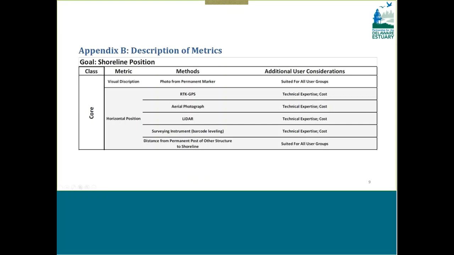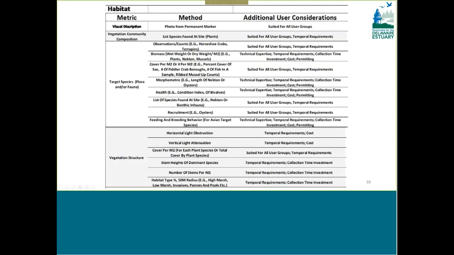So here we've looked at the horizontal position of the shoreline, with a lot of cost and expertise, and a little suited for all user groups. If we want to look at some of our habitat ones, these are all conditional ones. Depending on what sort of target species you're looking at, what sort of habitat you're dealing with, you may want to look at things in a different way. And we tried to put a variety of different methods in here that cover those different types. Biomass can cover a lot of different things. It can cover different types of animals. It can cover vegetation. Percent cover is a nice, easy way to gauge the amount of vegetation that's there, or the number of animals: fiddler crab burrows, ribbed mussel lip count.